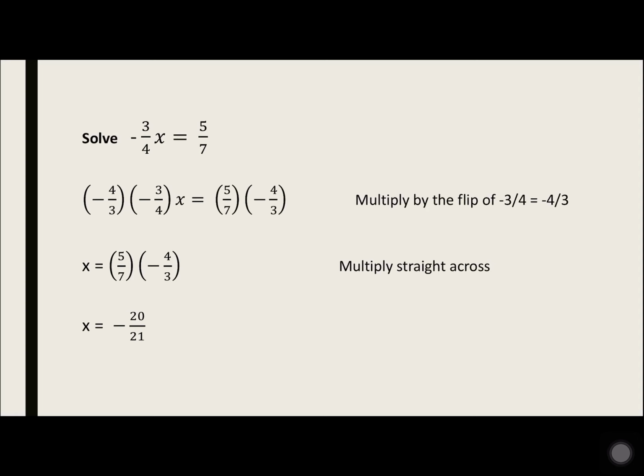Let's look on the left side. You see how the 4's would cancel. On the right side, the 3's would cancel. And the negatives would also cancel, so we get x. On the right side, multiply straight across. 5 over 7 times negative 4 over 3. A positive times negative equals negative. 5 times 4 is 20. 7 times 3 is 21.